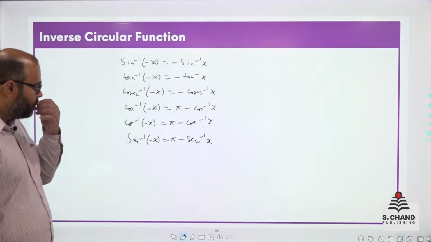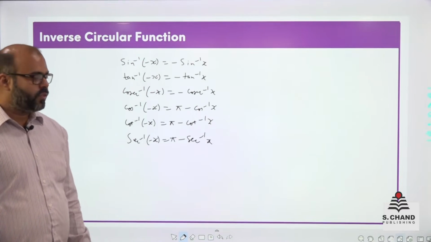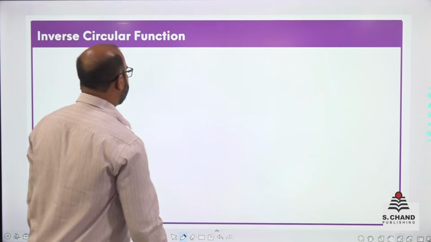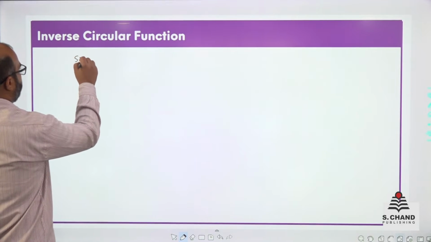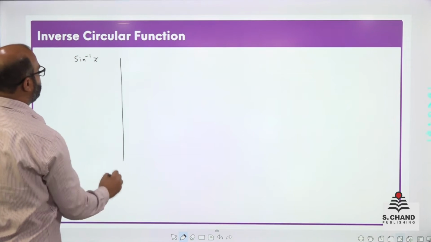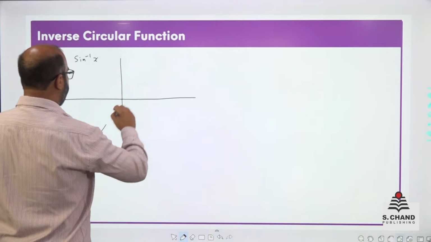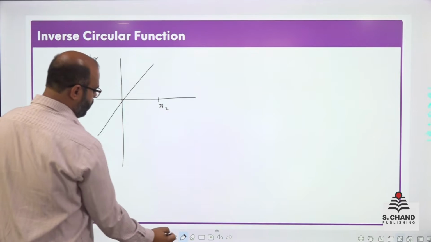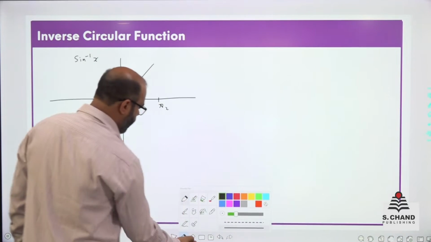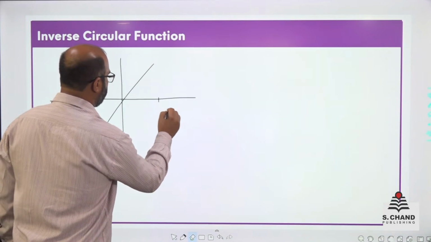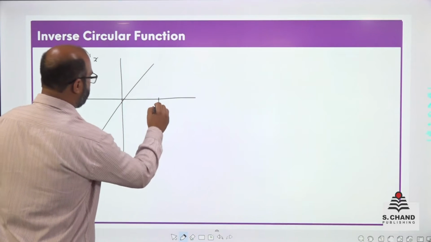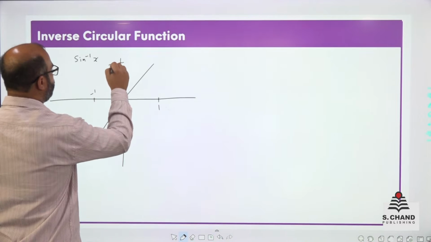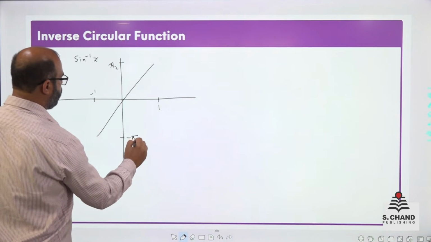Now further we have some graphs also which we study. So what are those graphs? For sine inverse of x, we have a graph like this from minus pi by 2 to pi by 2. Sorry, it is sine inverse 1 and this is sine inverse minus 1. This is pi by 2. This is minus pi by 2.